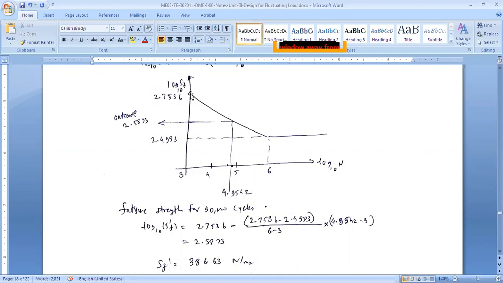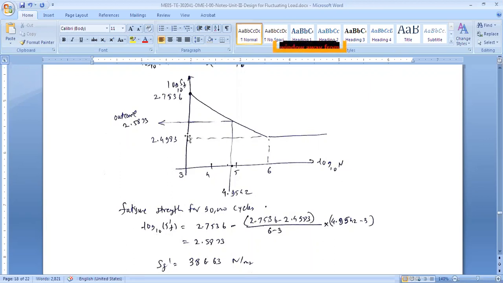2.7536, right? I'm explaining now how to calculate the exact value. I have to find this point. I need to calculate the point between 2.7536 and 2.4983. So now this point is equal to what? This point minus slope into this. Are you getting it? Right?